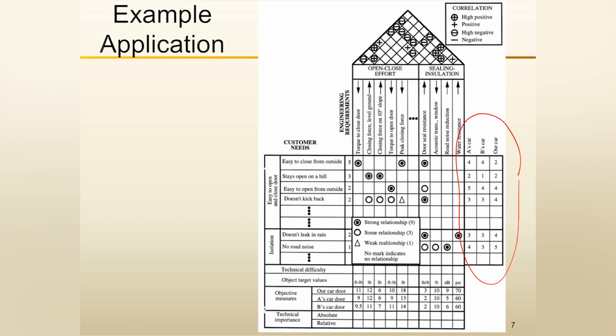And so it's usually done on a scale of something like 1 to 5, 5 being highly satisfied, 1 being unsatisfied. And so you can see there's a ranking for each customer need and for each of the benchmark products. And so for your project, I want you to do this too.